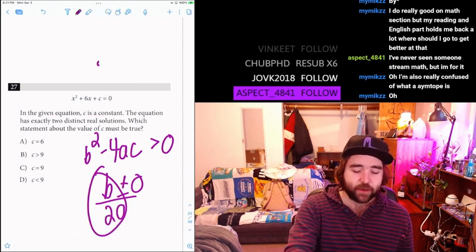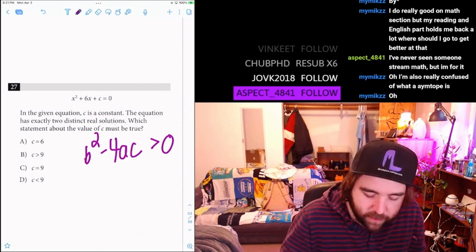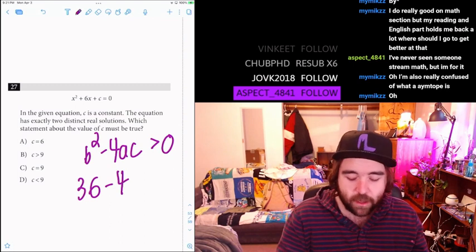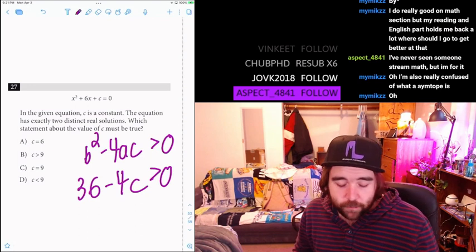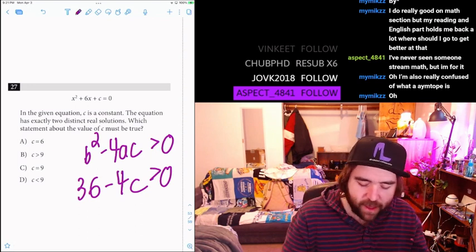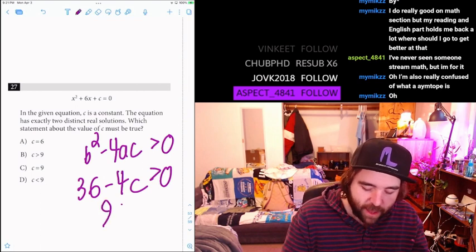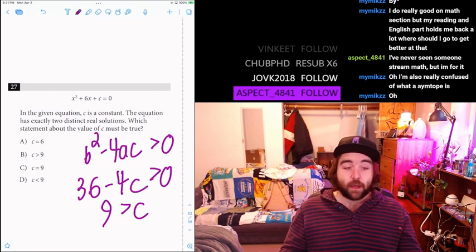So this is the gist of it. We need b squared minus 4ac to be greater than 0. And so we're just going to plug in the numbers that we have. We know that 36 minus 4 times 1 times c has to be greater than 0. And now we just have an inequality. We can just solve for c, get c by itself. Add 4c, divide by 4. We get 9 is greater than c, or c is less than 9.